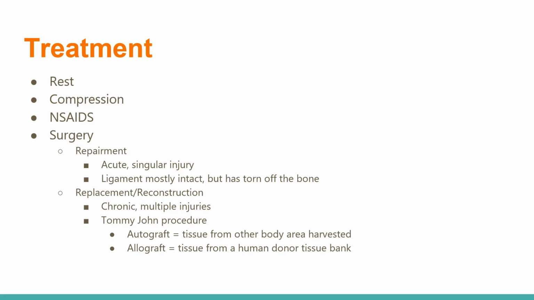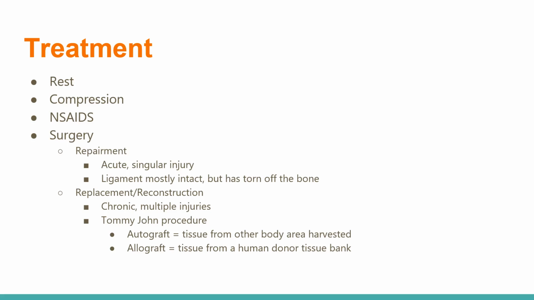There's repairment, which is for an acute singular injury, where the ligament is mostly intact but has torn off the bone. A replacement or reconstruction is typically what is more common. It is a result of chronic multiple injuries, as well as an acute injury, such as if a pitcher throws a pitch and feels a complete tear of their UCL on the medial side.